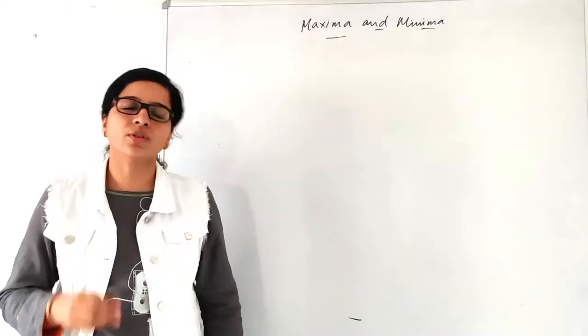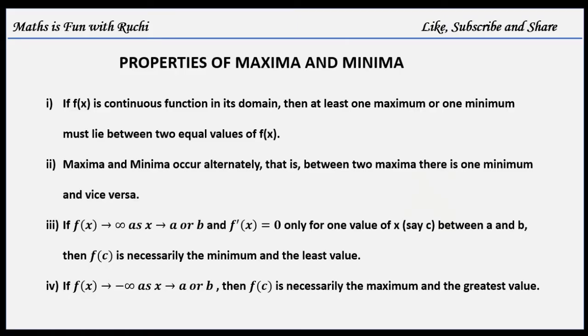Now let us check some properties of maxima and minima. If f x is a continuous function in its domain, then at least one maximum or one minimum must lie between two equal values of f x. Maxima and minima occur alternately, that is between two maxima there is one minimum and vice versa. If f x tends to infinity as x tends to a or b and f dash x equals 0 only for one value of x, say c, between a and b, then f c is necessarily the minimum and the least value. If f x tends to minus infinity as x tends to a or b, then f c is necessarily the maximum and the greatest value.